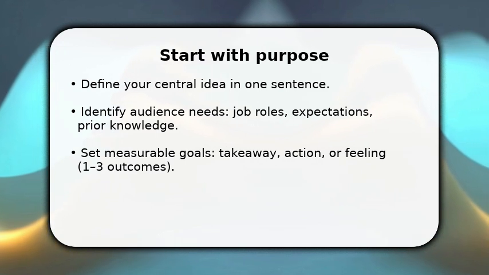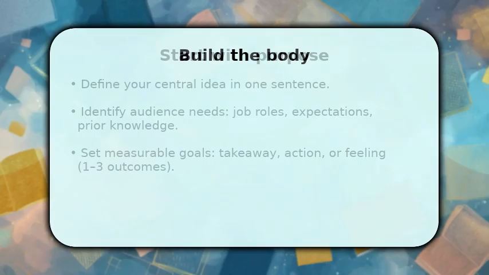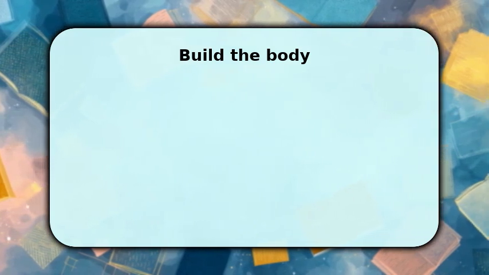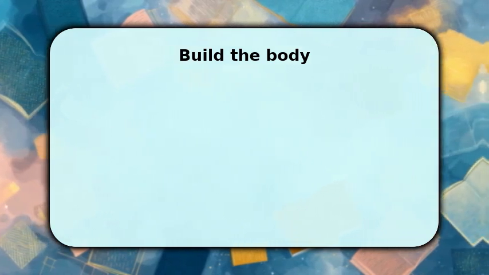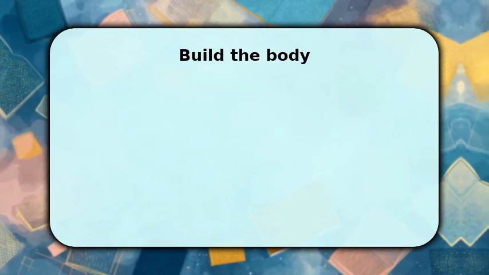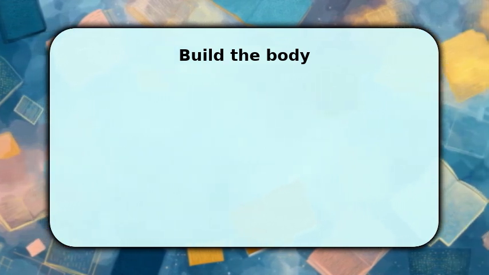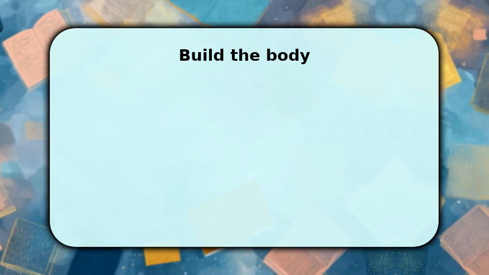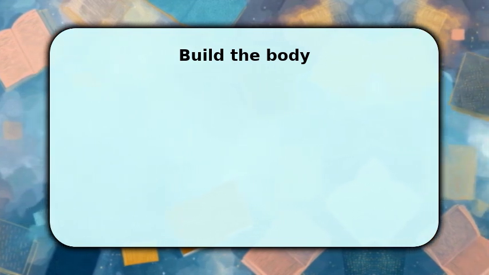Now assemble the body by converting each core point into a 3-part mini-arc. Problem, insight, example. Use 1 story per point to humanize data and back claims with a single strong statistic or visual. Once those blocks exist, write crisp transitions to guide listeners between ideas so momentum never stalls.